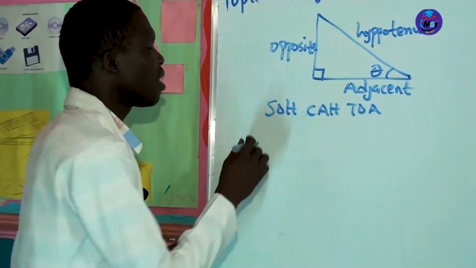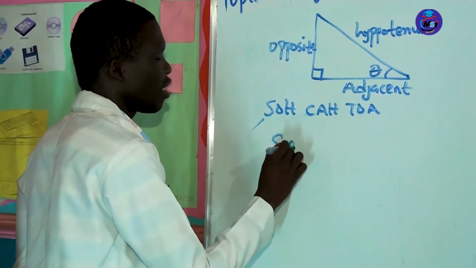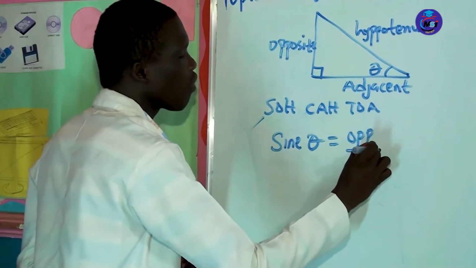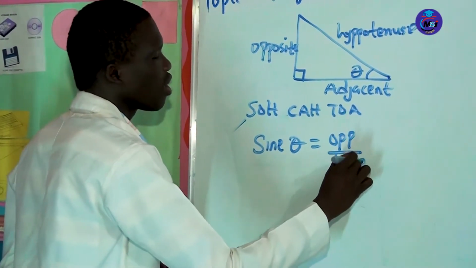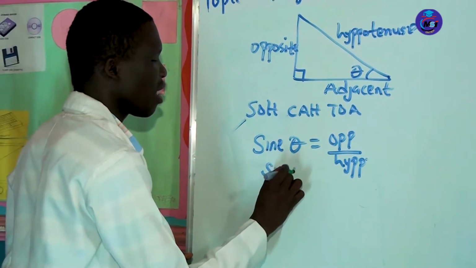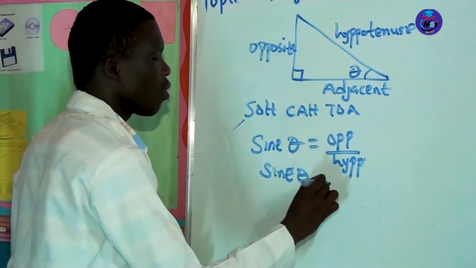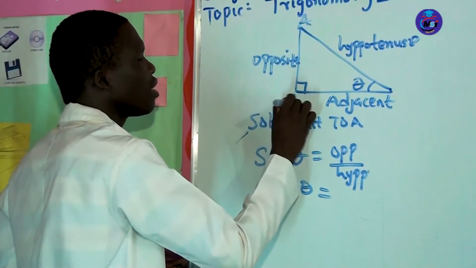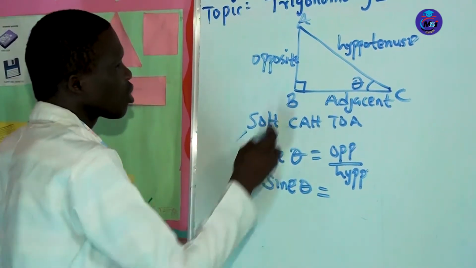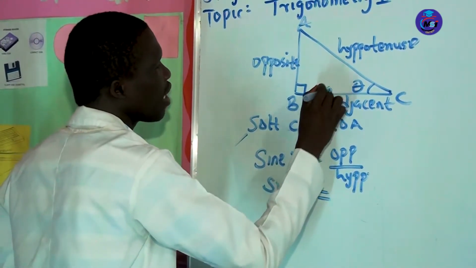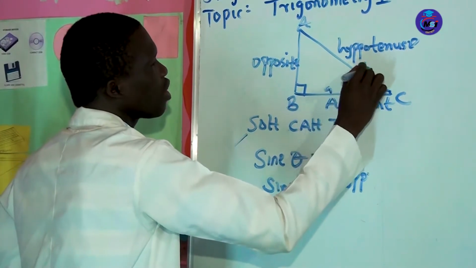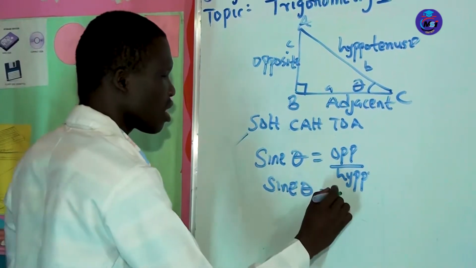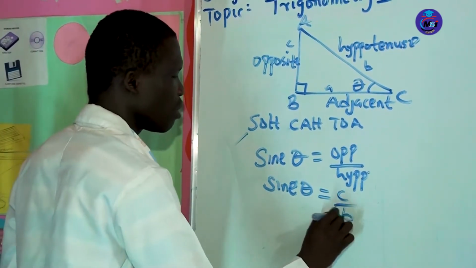Now from here we have sine. Sine theta equals to opposite over hypotenuse. So sine theta will give us what is opposite here. We can call this A, B, and C. So this will be small a, this will be small b, and this will be small c. Okay, now opposite is C and hypotenuse is B.